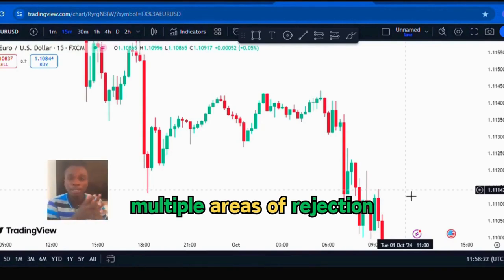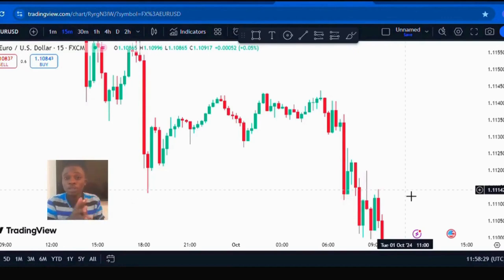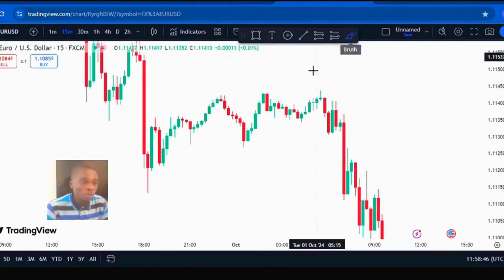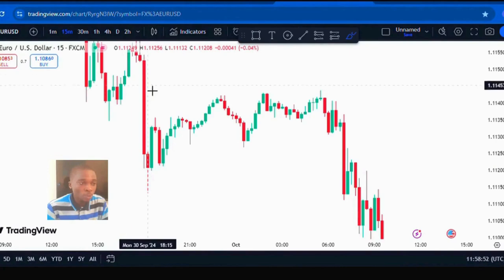You must see at least multiple areas of rejection before you can know that the market has formed either a support or resistance. So let me show you how to mark the areas of rejection, which will help you know that the market has formed support and resistance. Right now, first of all, price came to this point with this long candlestick which you're seeing right here.